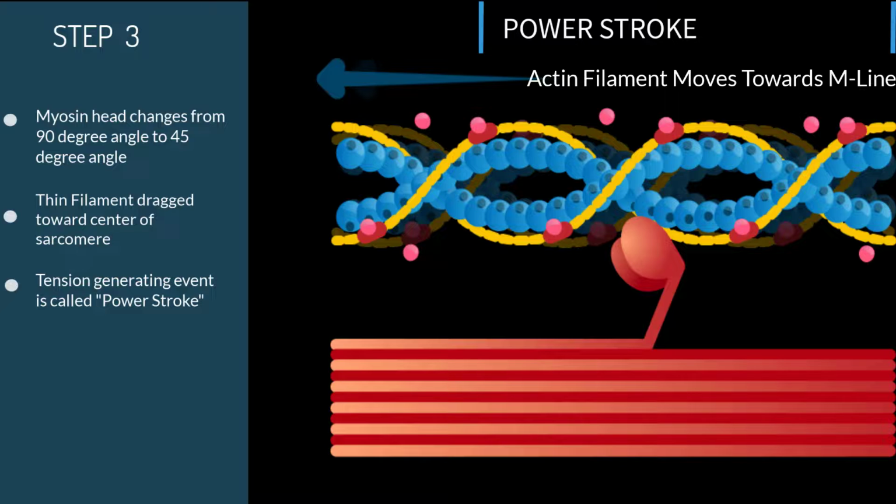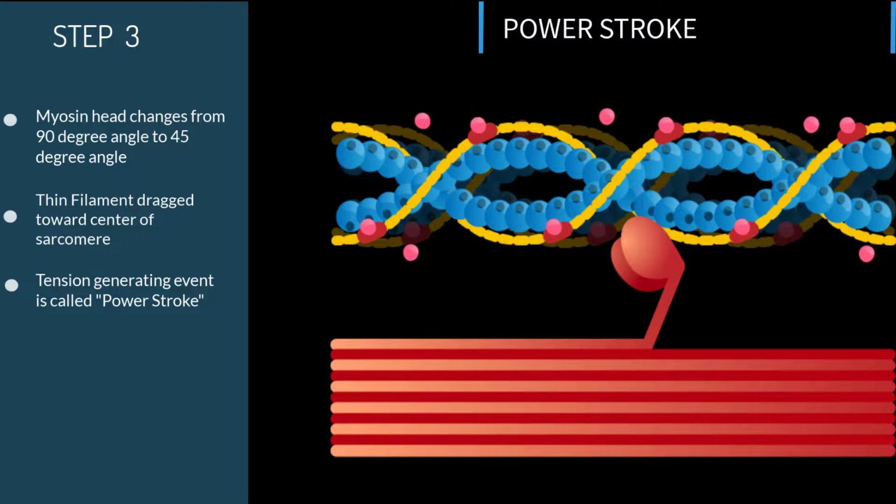The energy needed for the movement of the myosin head in the cross bridge comes from the energy it stored when it hydrolyzed ATP. After the myosin head pivots in this power stroke, the ADP that is stored in the myosin head is then released.